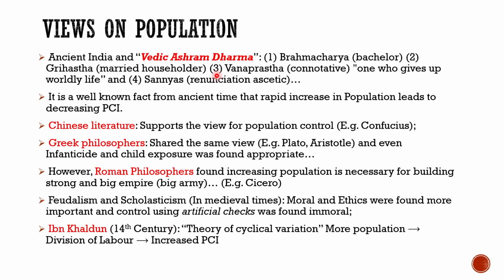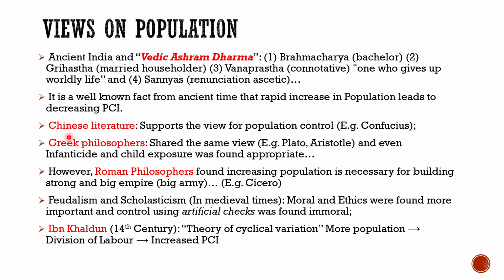Before going ahead, we will briefly go through different population theories and views, and we'll start with ancient India, where the Vedic ashram dharma talked about four ashrams: brahmacharya, grihastha, vanaprastha, and sannyas. Brahmacharya particularly talks about late marriage, or not marrying before the age of 25 years.